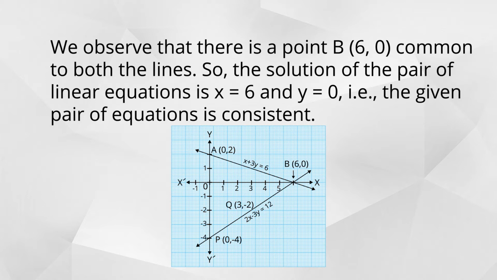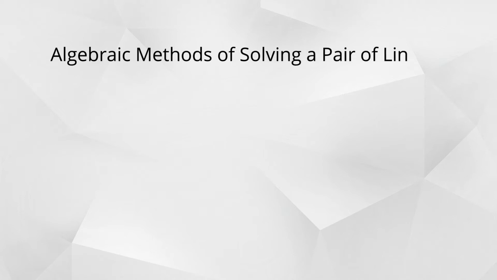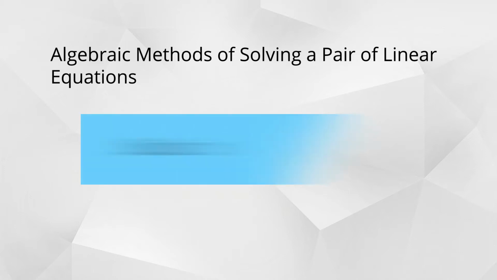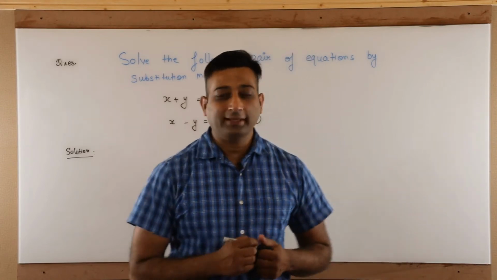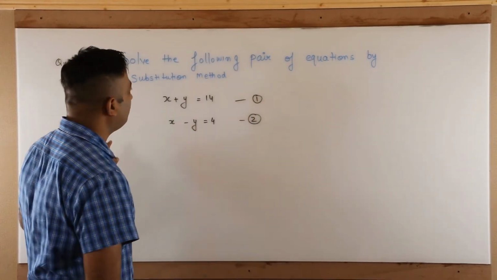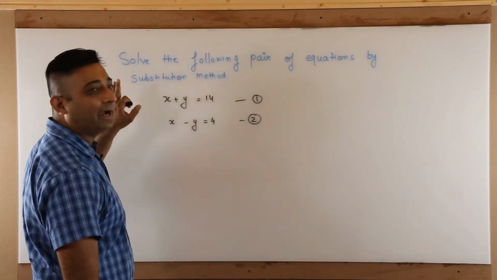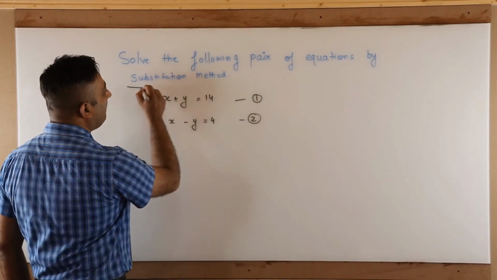Dear students, let us discuss the algebraic methods of solving a pair of linear equations. Let us discuss the first method, that is the substitution method. We will explain the method of substitution by taking some examples. Let us take some examples to understand how to solve the pair of equations by the substitution method.